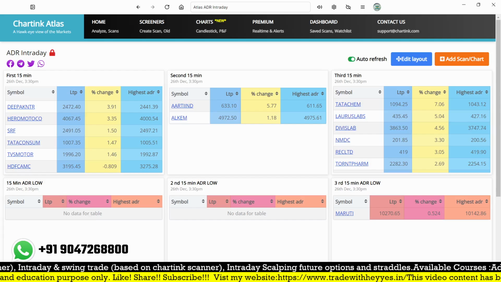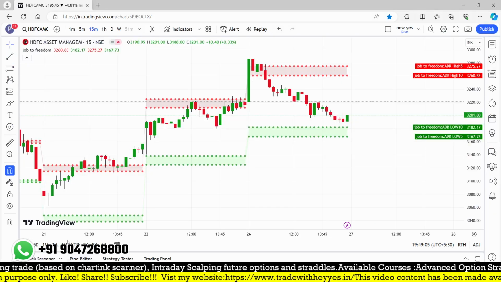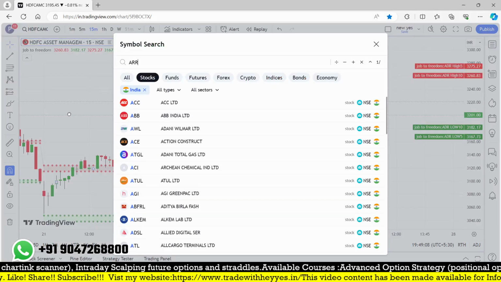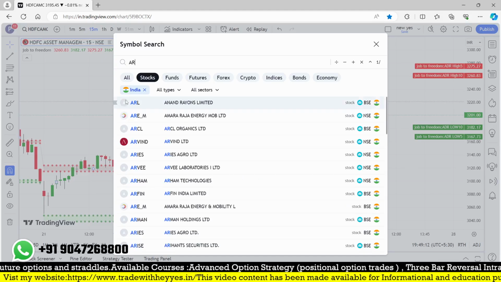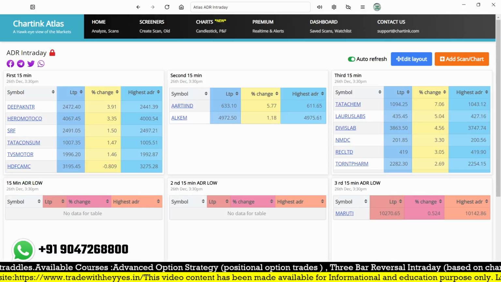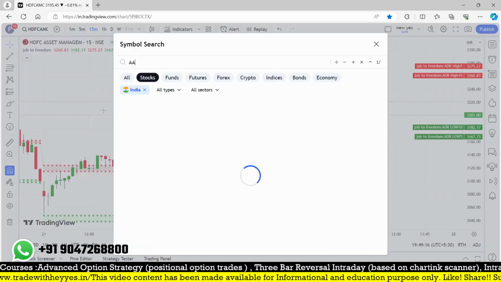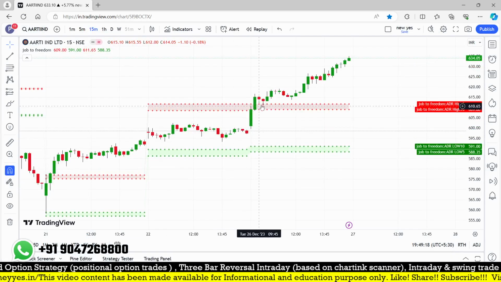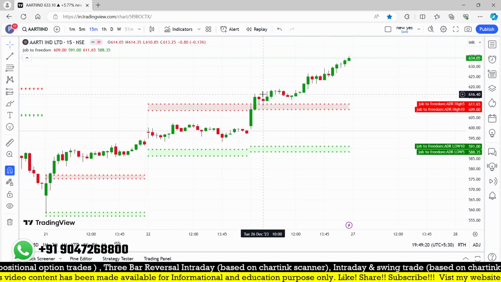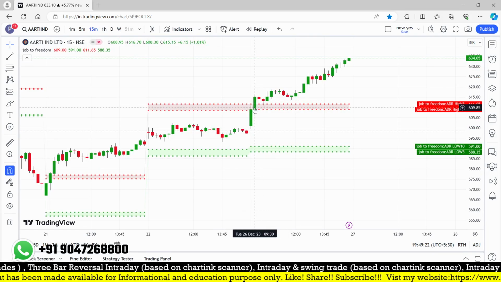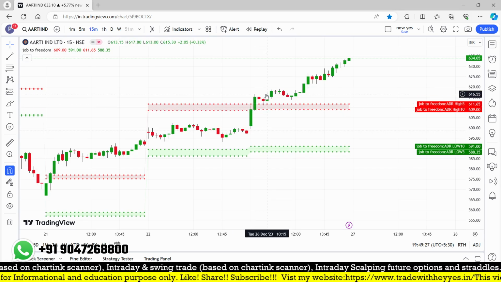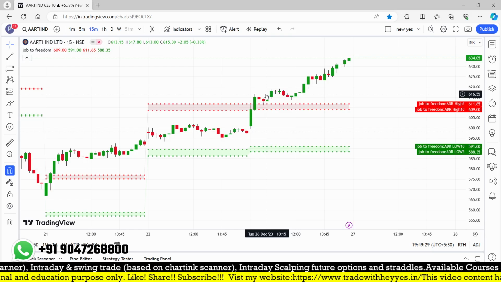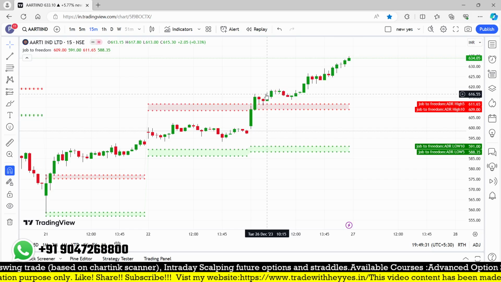In the second 15 minutes, Aarti Industries and Alchem Laboratories are those stocks. Aarti Industries, that was the second 15 minutes candle. The high is broken. You can see the stop loss is very small. It is not a very big candle. So maybe keep it below the low, and that was giving you such a big move from 616 to 634.